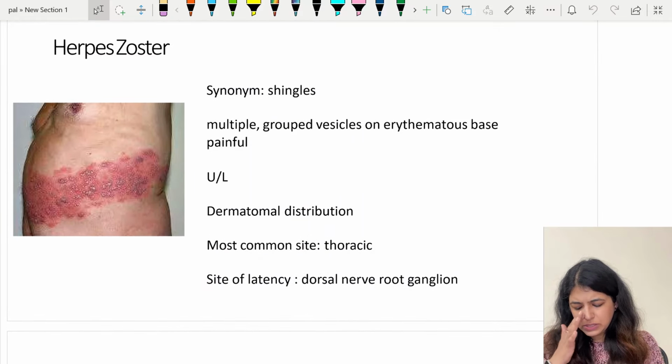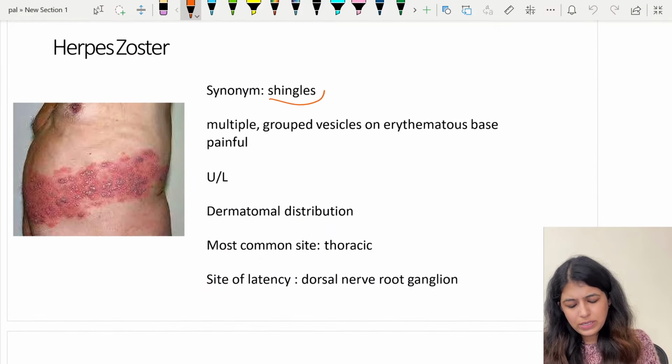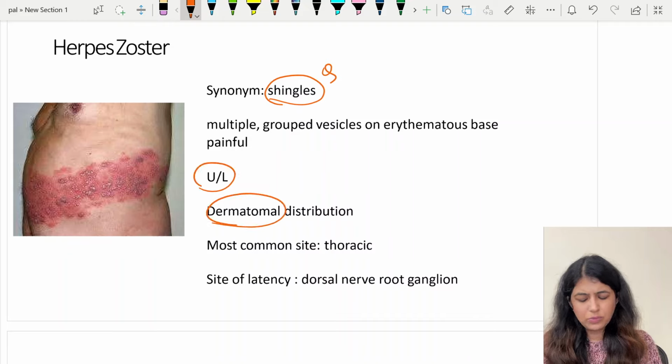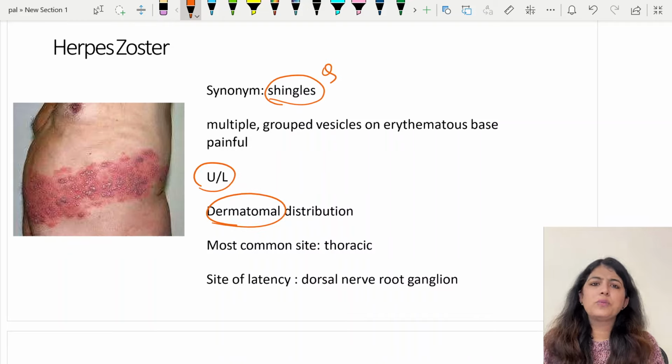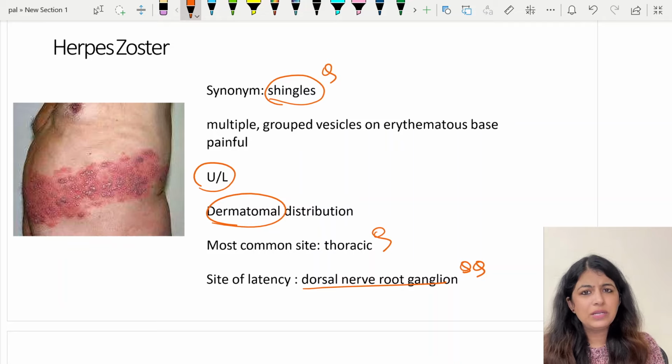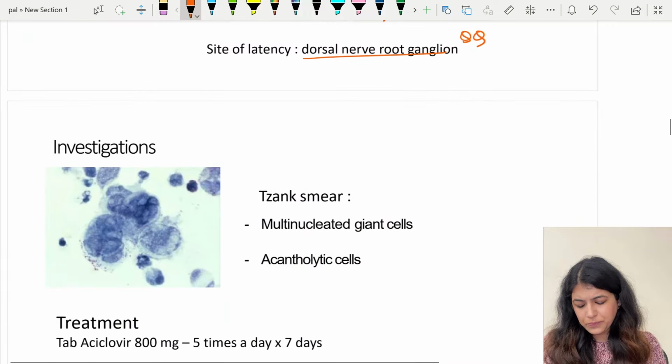Let us see how herpes zoster looks. It's also called shingles. It presents with unilateral dermatomal distribution. Very important, unilateral dermatomal distribution. The lesions are grouped painful vesicles on a red base. Most common site is the thoracic area. Where does the virus lie latent? In the dorsal nerve root ganglion. Okay, so all of these are important points about zoster.